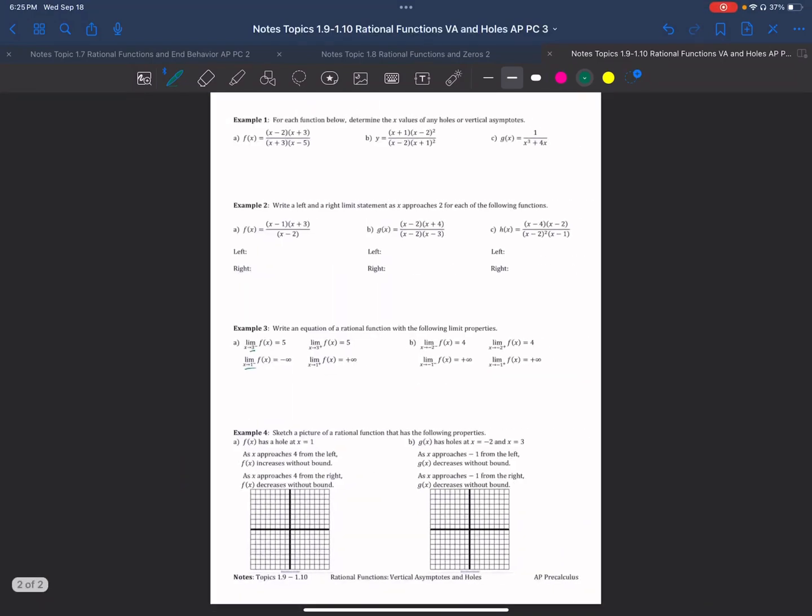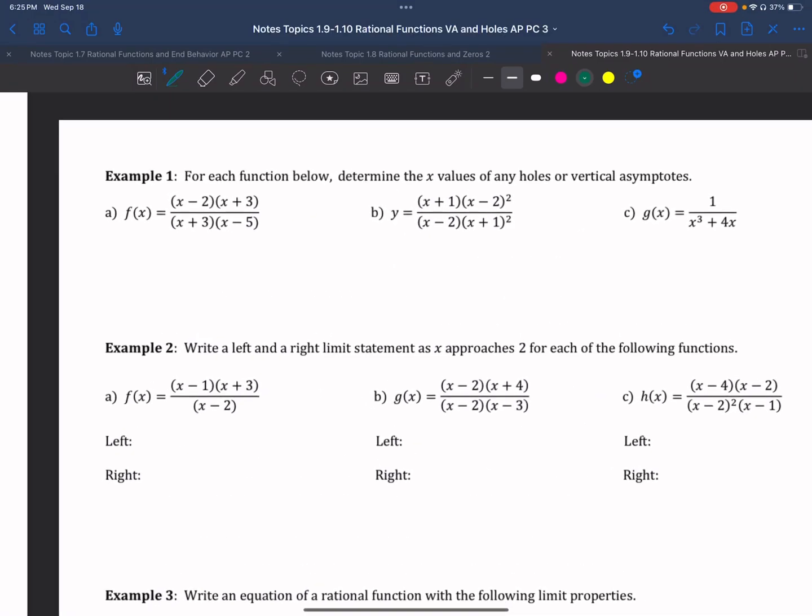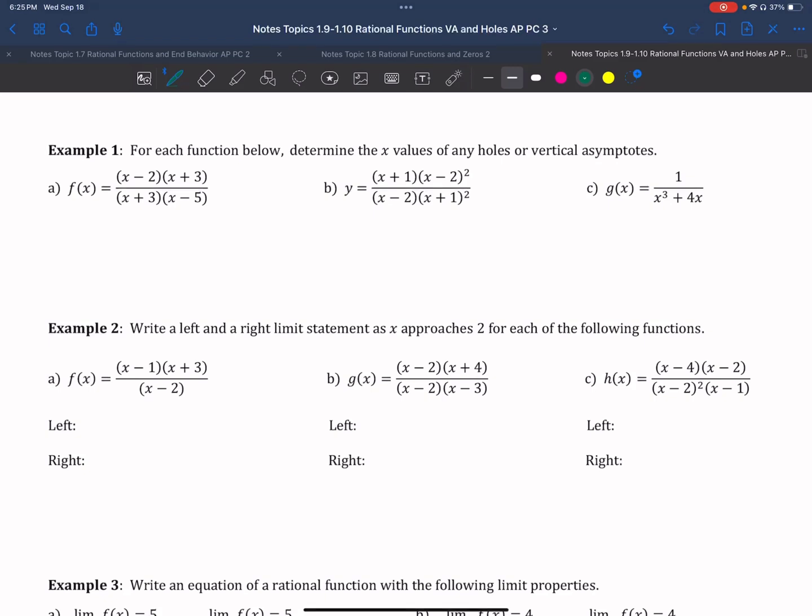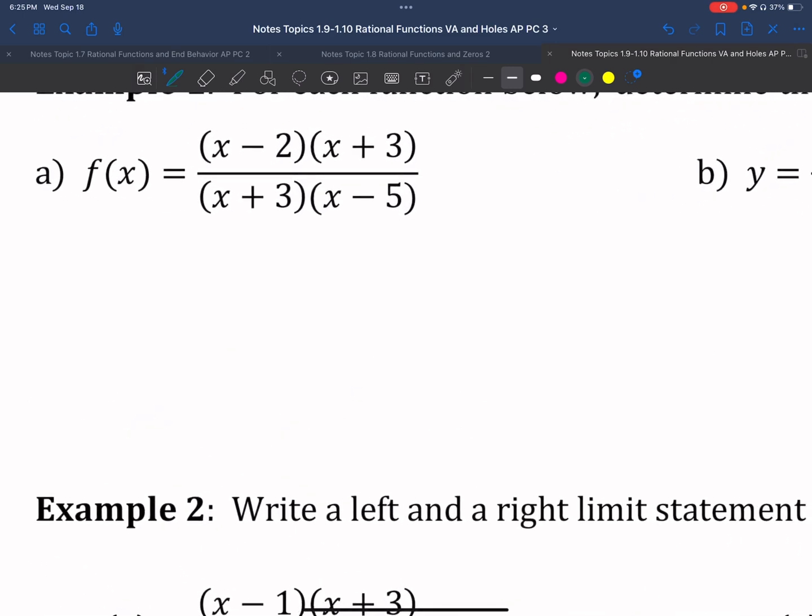Okay, let's look at the first example. The first example is asking us to determine the x value for any holes or vertical asymptotes in the function. So example 1a, we're going to look and see if any of the parentheses can be divided out or cancel out. And I notice that x plus 3 happens in the numerator and it also happens in the denominator. So I know that since I don't have any x plus 3 left in the denominator, the x plus 3 will give me a hole in my graph.